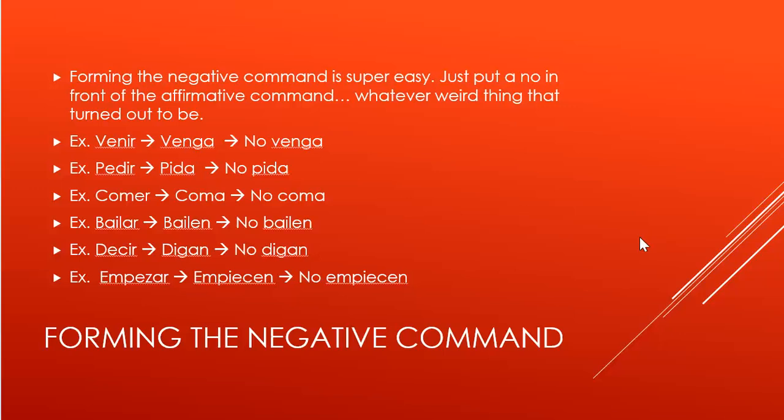Forming the negative command is super easy, just like it has been this whole time. Just put a no in front of the affirmative command, whatever weird thing that turned out to be, with the irregular ones. So I will now give you some usted examples, singular. For example, venir, the affirmative command is venga. You should say no venga, don't come.